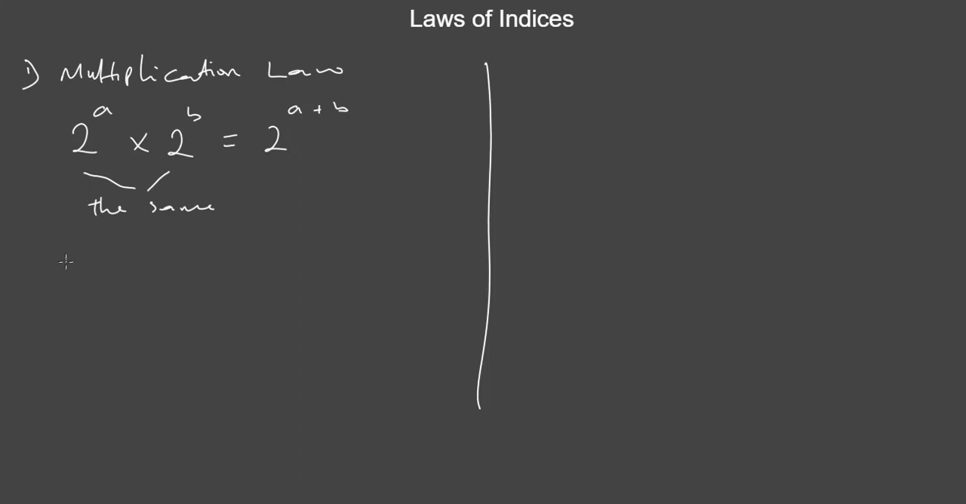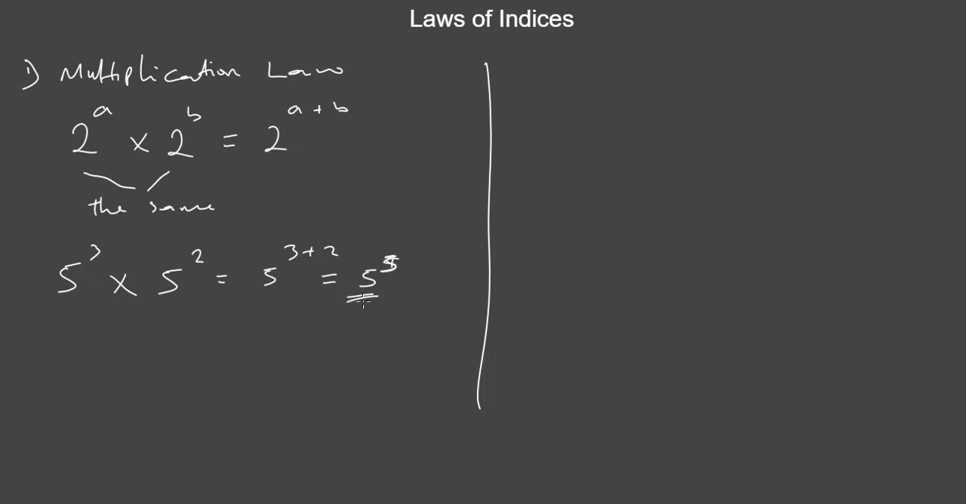So let's look at an example. If I have 5 raised to the power of 3, and I multiply that by 5 raised to the power of 2, the result becomes 5, which is one of the bases, then 3 plus 2, right? And that is equal to 5 raised to the power of 5. So this is the result.